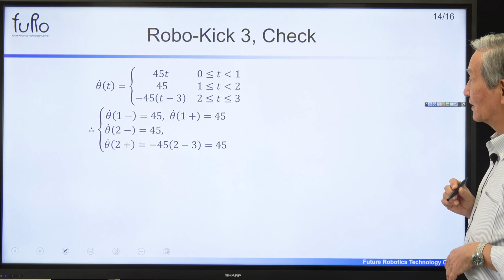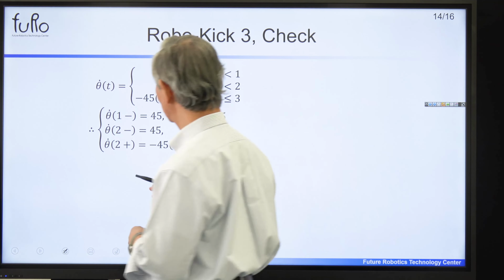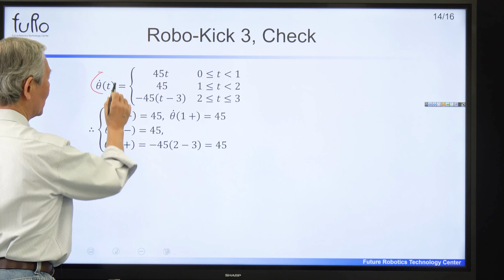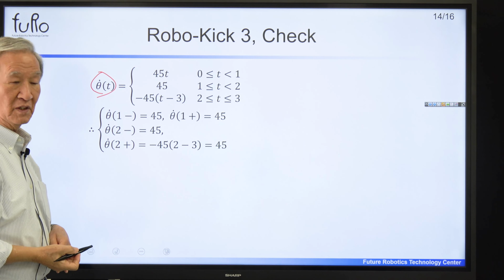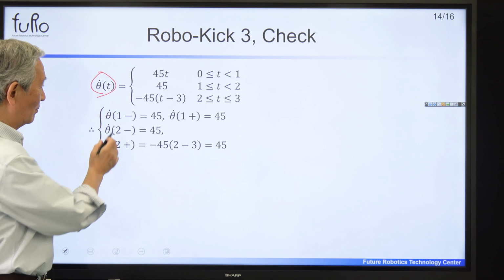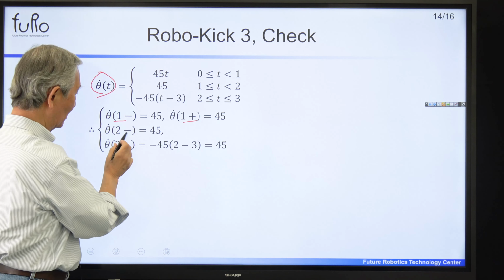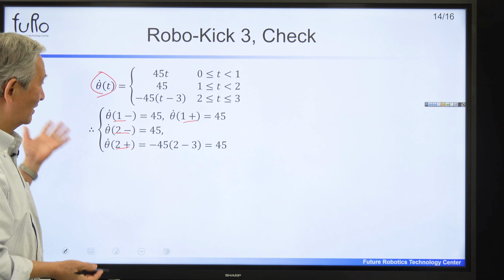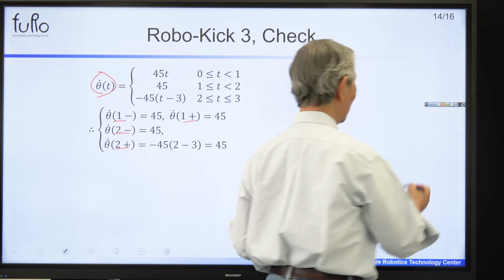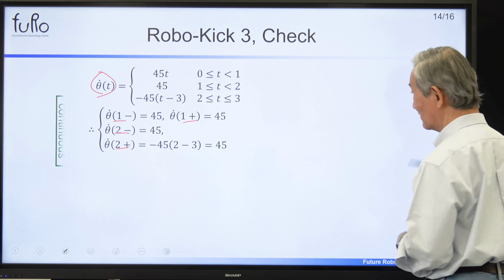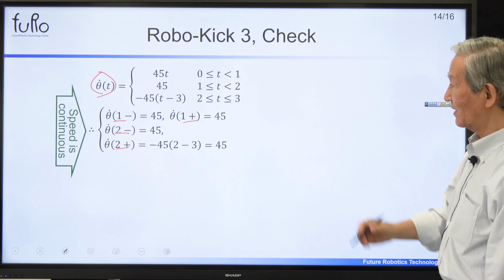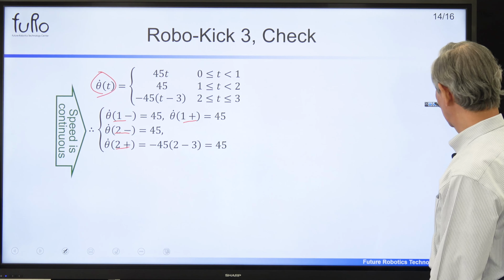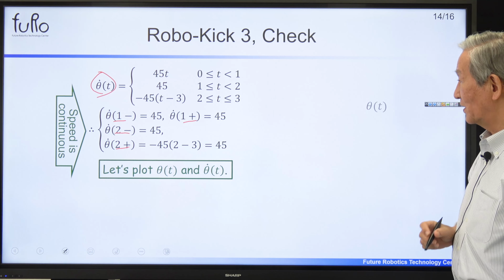Okay. So that's theta dot speed. And if you take a look at 1 minus and 1 plus, 2 minus and 2 plus, those are all 45, so it's continuous. Okay, that's great. It is sound. So speed is okay. All right. So let's plot it.